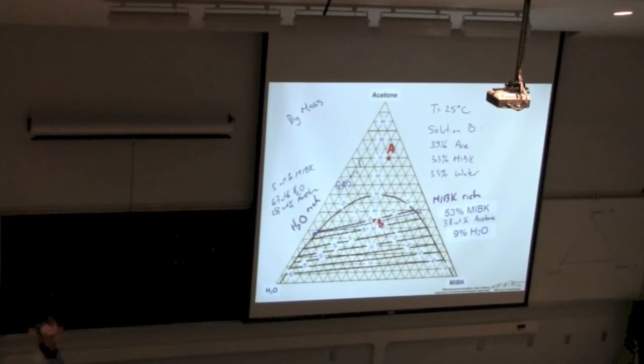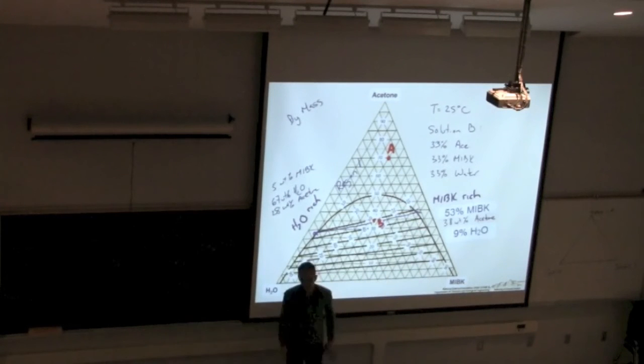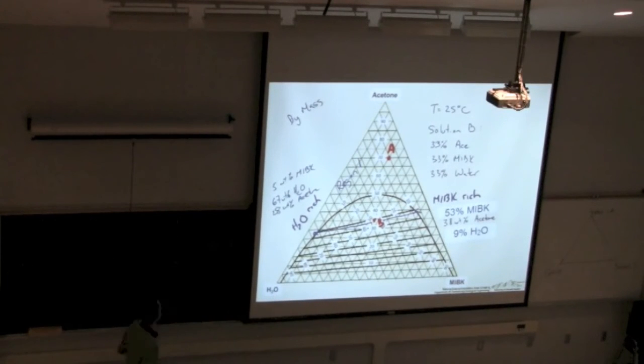Which one's the raffinate? The extract is the MIBK-rich, and the raffinate is the H2O-rich. It's the water-rich. Okay, so raffinate is the water-rich point, so this is the point R, we'll call this R, and this point, MIBK-rich, is your extract. So the solvent should report, we call the extract stream the stream which is the one where the solvent reports to.